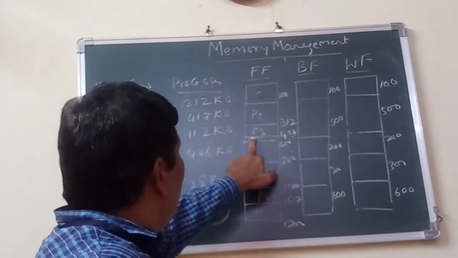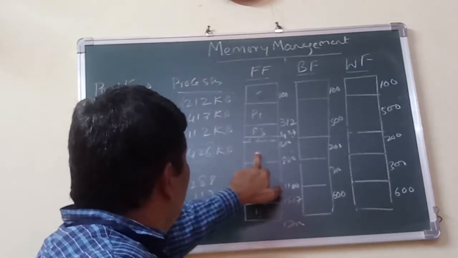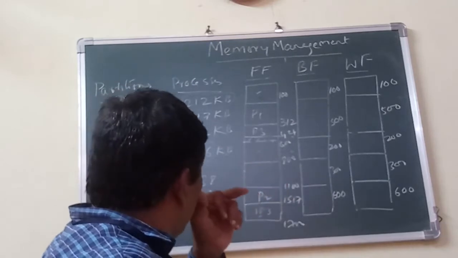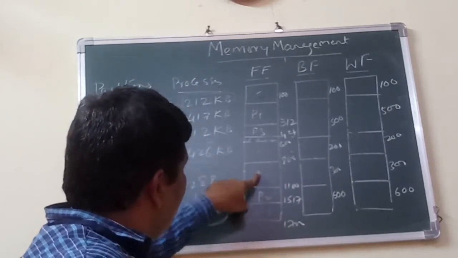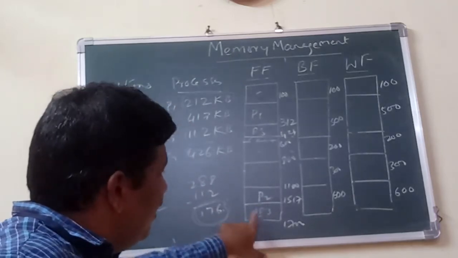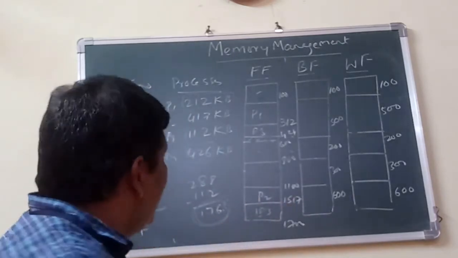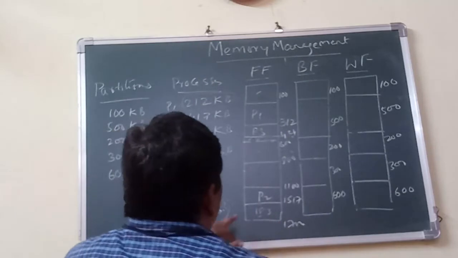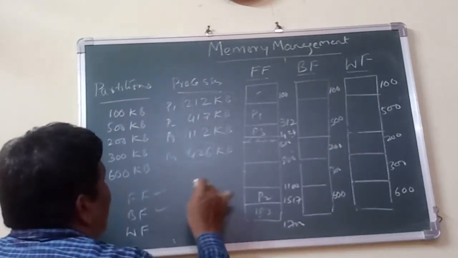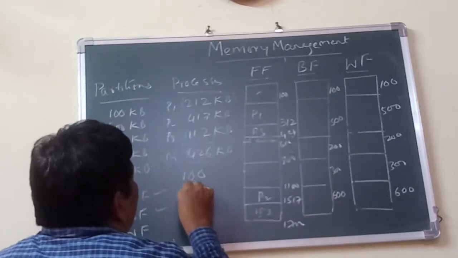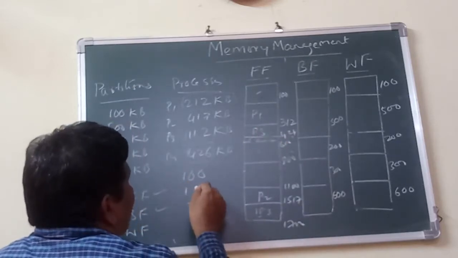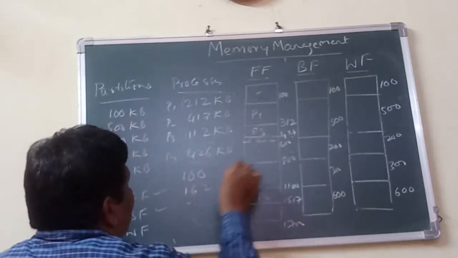So here also we cannot accommodate 426. This partition is of 200, here also we cannot accommodate. This partition is of 300, here also we cannot accommodate. This partition is of 183, here also we cannot accommodate. Right? So though the total memory, if you see, here we have 100, and here it is 162, I think.